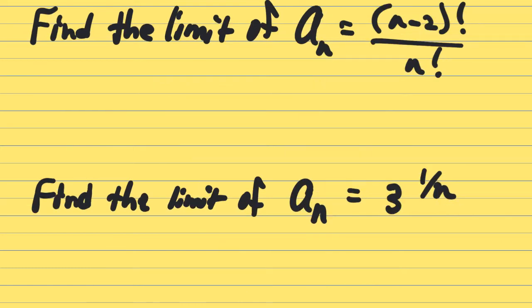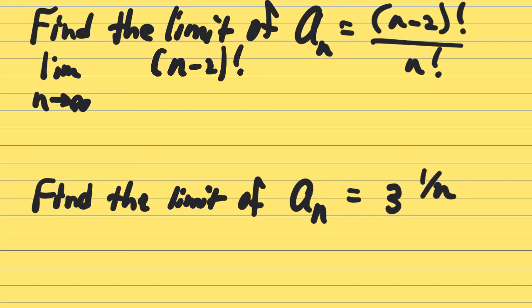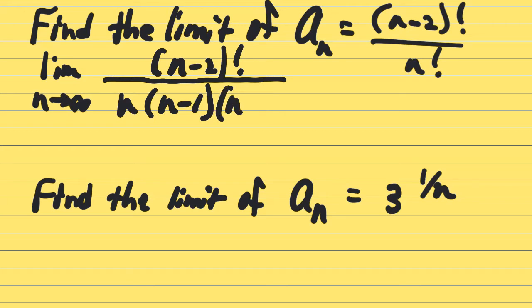Back to a factorial. We're going to let the limit as n goes to infinity. I'm going to rewrite the denominator so that it will match the numerator. The denominator starts with a larger term, n, instead of n minus 2. So what I'm going to do is I'm going to rewrite that as n times n minus 1 times n minus 2.